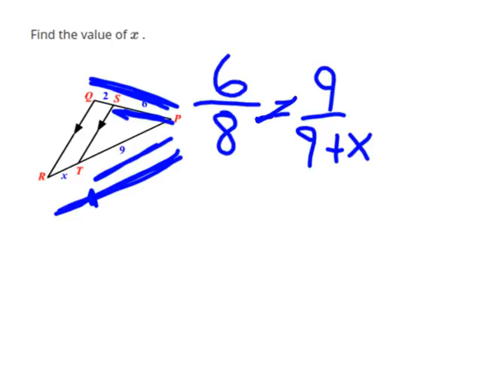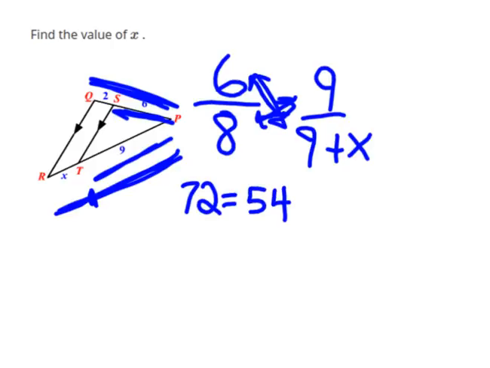If I cross multiply, I'm going to get 9 times 8 gives me 72. And that's going to be equal to, if I cross multiply here, 6 times 9 is 54. 6 times x is 6x. Now I've got this down to an algebra problem. To solve the algebra problem, I have to get x alone. So I'm going to subtract 54 on both sides.